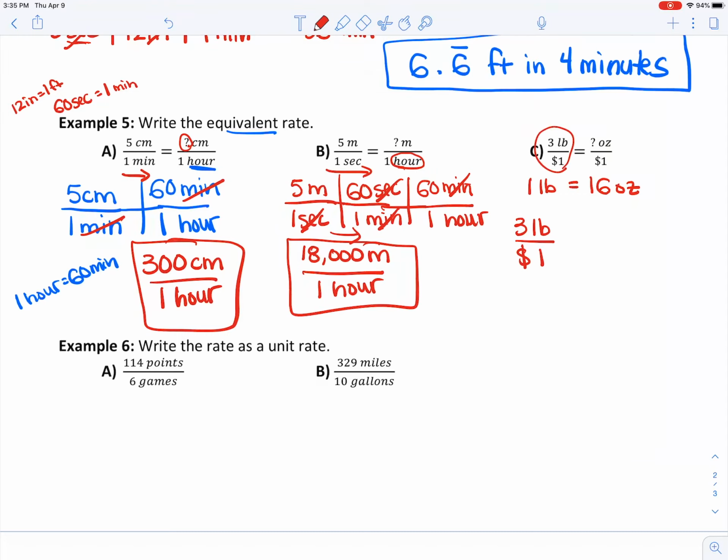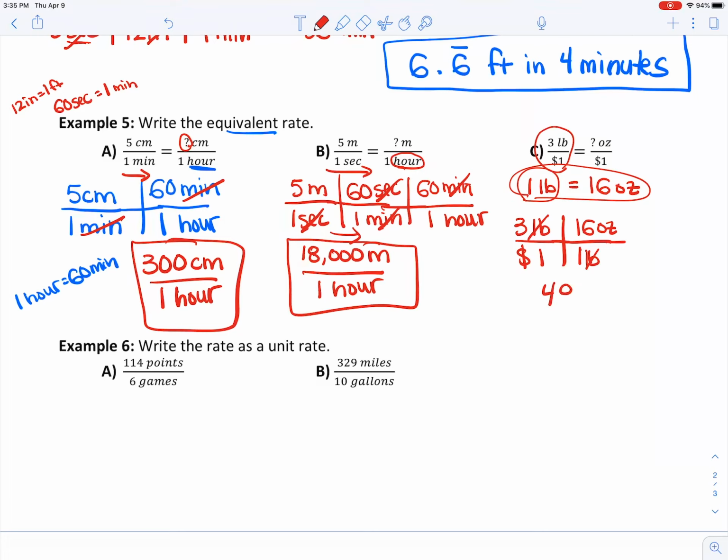So I'm going to write the original one down, 3 pounds per $1. And now I want to change out my pounds. I want it to be ounces. So that means from this conversion factor, I'm going to write the 1 pound on the bottom. Why am I writing that? Because then my pounds cancel. And then we have 16 ounces left on top.